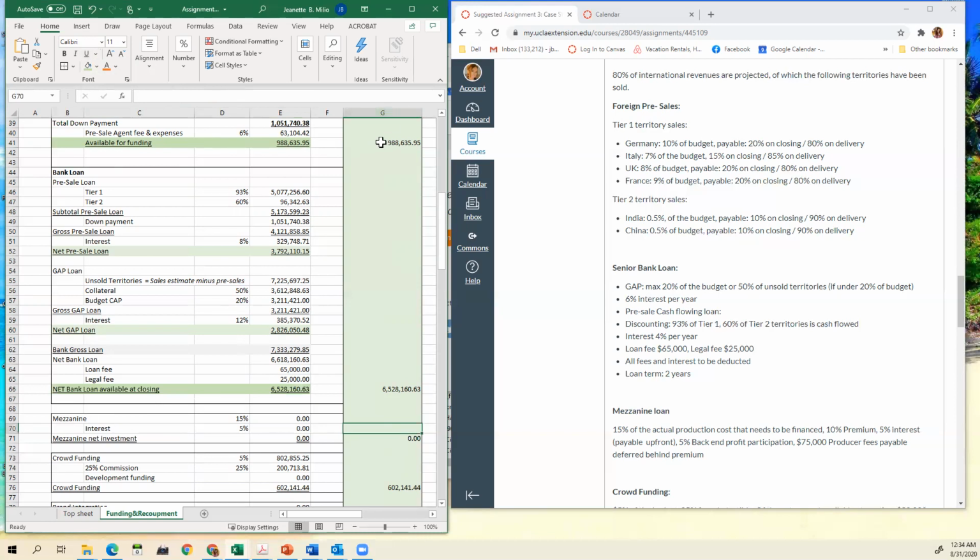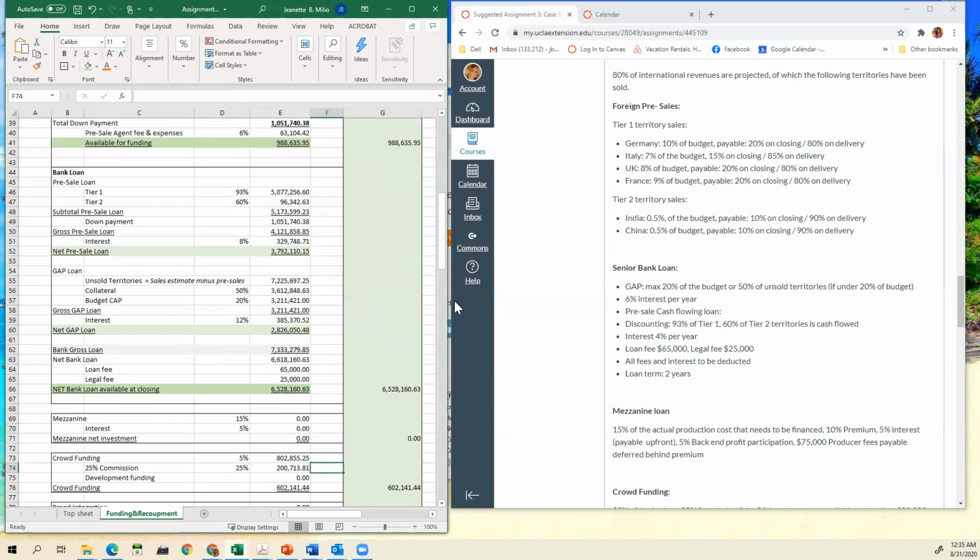So now we have 988,635 from our pre-sale, from the down payment that we have received, minus down payment, minus sales agency fee. This is what we have raised first. And now the second part is we're getting a bank loan of 6,528,160.63 for the banking of our distribution rights and for an advance for rights we still have to sell. So that's where we are.